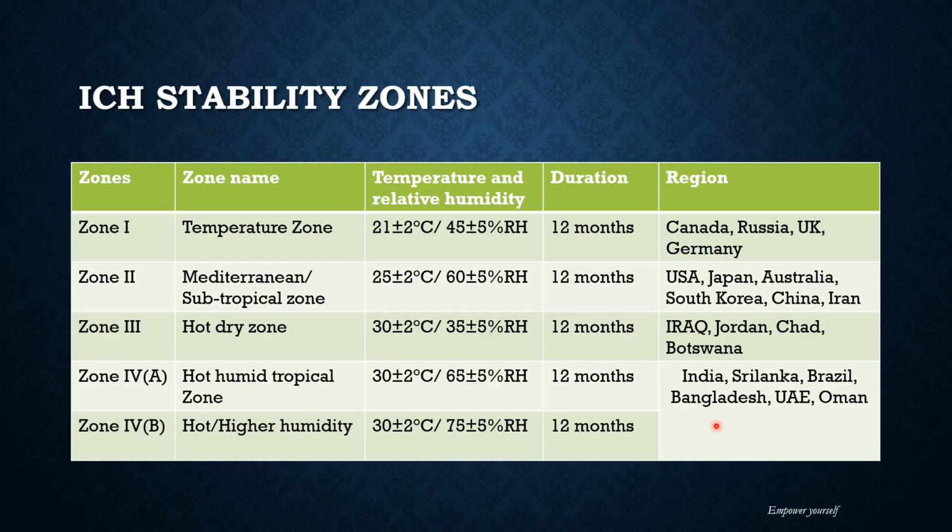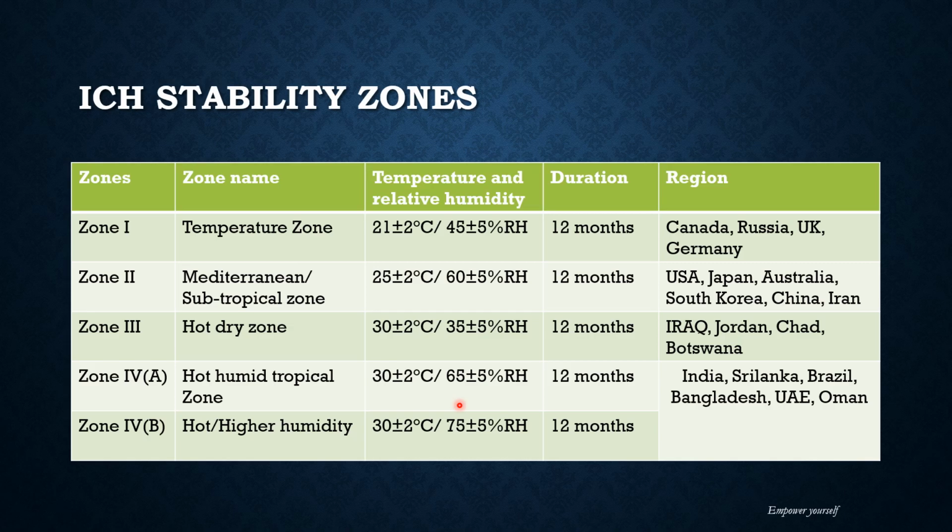So if my product is being distributed to 4A and 4B regions like India, Sri Lanka, Brazil, Bangladesh, UAE, Oman, then I need to initiate my stability in these temperature conditions as well, so as to meet the requirements that my product is stable even if it is being exposed to these environmental conditions such as these higher temperatures, that is 30 plus or minus 2 degrees centigrade and 75 plus or minus 5% RH, or 30 plus or minus 2 degrees centigrade and 65 plus or minus 5% RH.